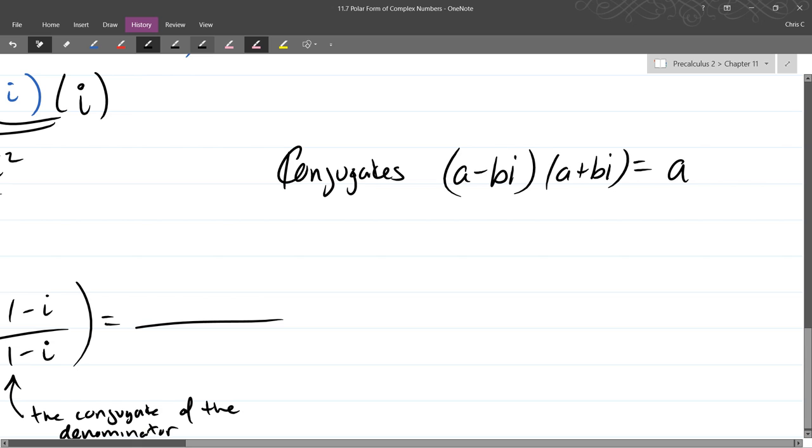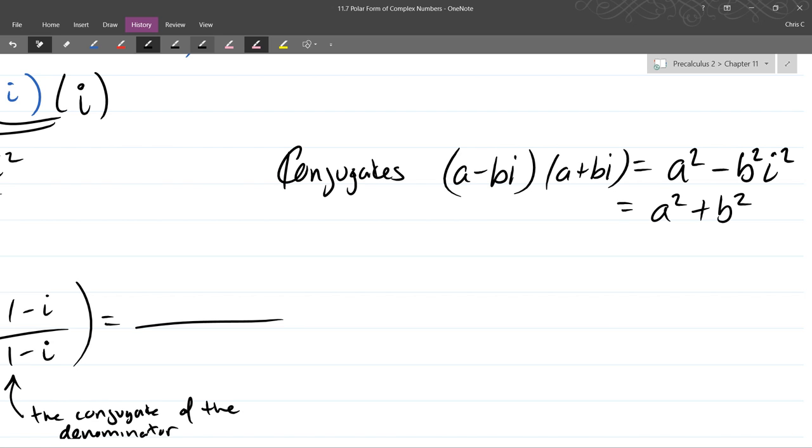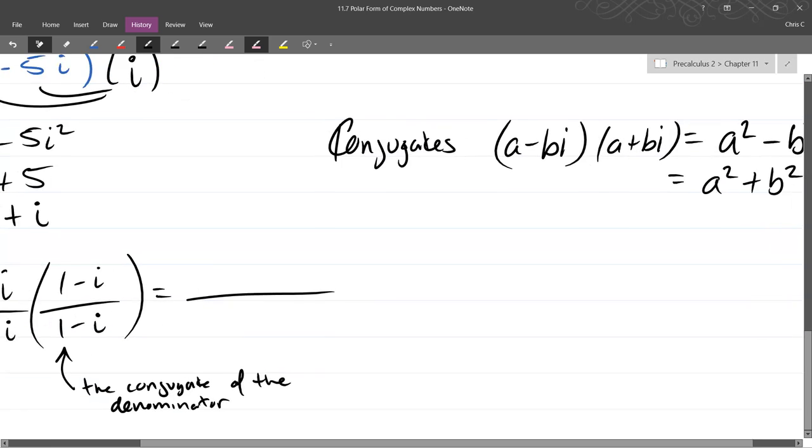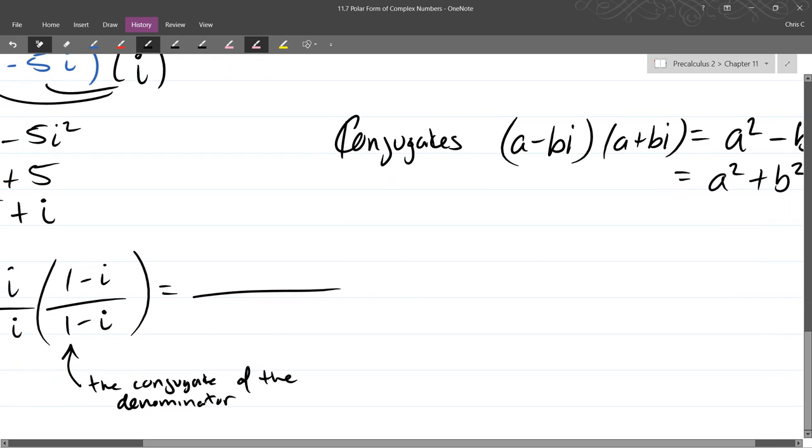So first one's easy, a squared. Oh, second one, minus bibi, or minus b squared, i squared. What is this reduced to? a squared plus b squared. So complex conjugates are a little bit strange. They are number squared plus other thing squared, not minus. So that's going to let me multiply the denominator really quickly.